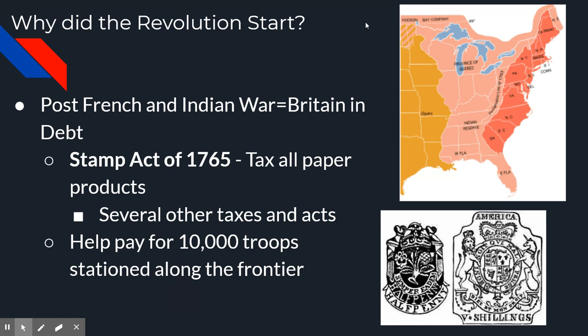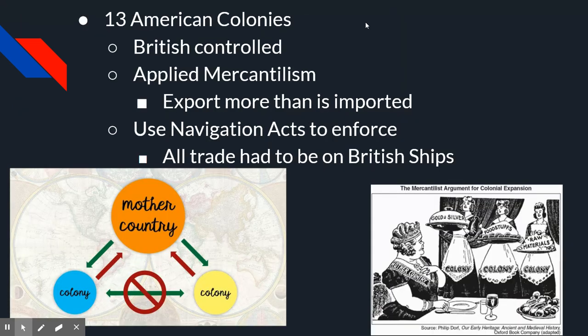The British are also going to use a policy called mercantilism to try and make money off the colonies. With a colony, it is never for the benefit of the colony. The mother country, the country that rules over the colony, is the one who gets all the benefit. So in our example, our mother country is going to be Britain, which is the UK. UK and Britain, they're the same thing. We're going to call them that interchangeably throughout the year. Our colonies are obviously the 13 colonies, the American colonies.